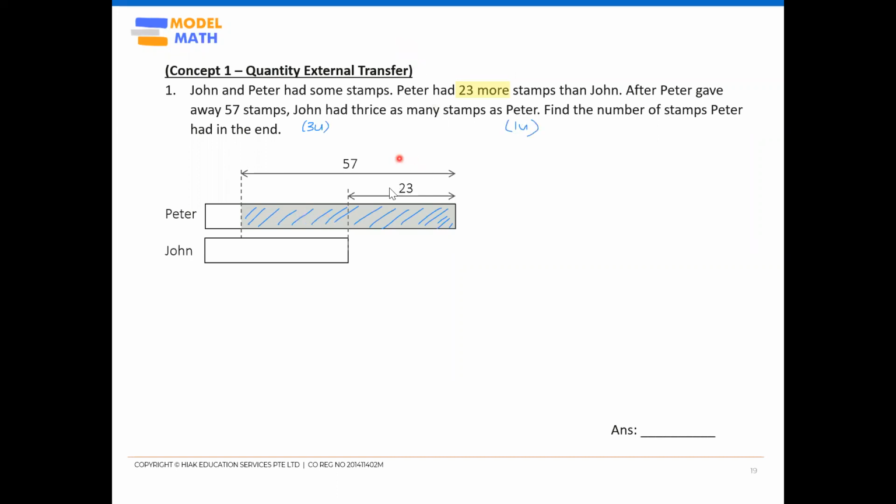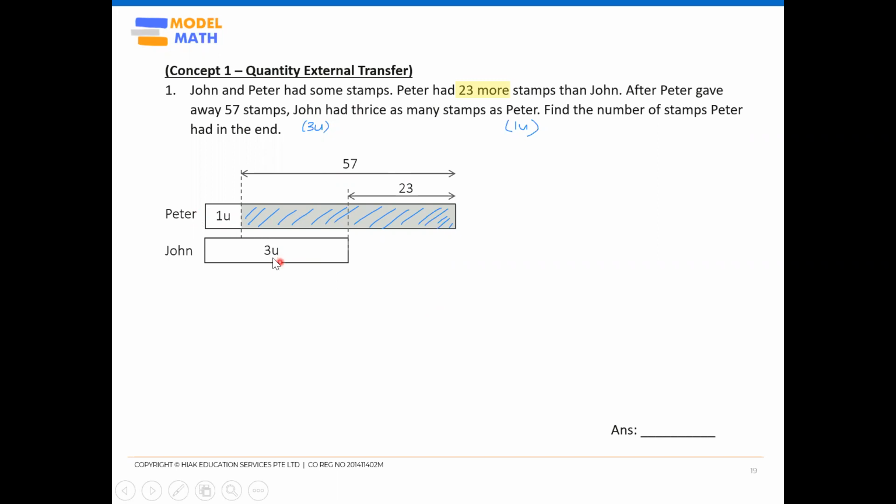Okay, so in this case, you can see that whatever Peter is left with in the end is this white color portion. This, we will allocate as 1 unit. And John, he has 3 units. You see, whatever John has here, I didn't touch at all because John remains unchanged throughout. So simply, I can just throw in there, this will be his 3 units in the end.